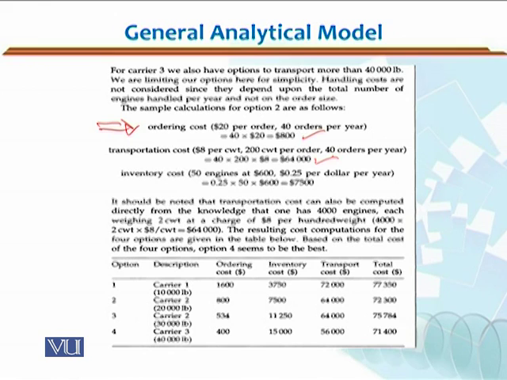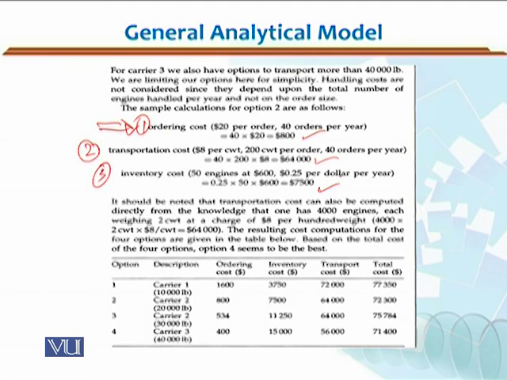Then your inventory cost. So first you have calculated the ordering cost. This is just done for option 2. You have to calculate it for every option. Then you will calculate the inventory cost. Inventory cost would be the 50 engines at $600 multiplied by 0.25, which is given, so that would be $7,500.